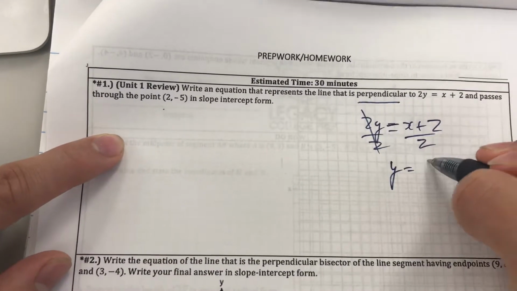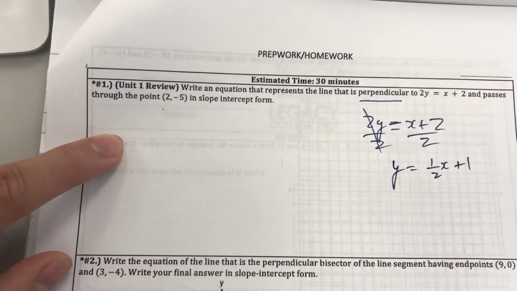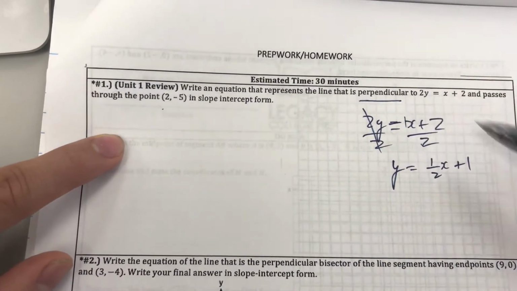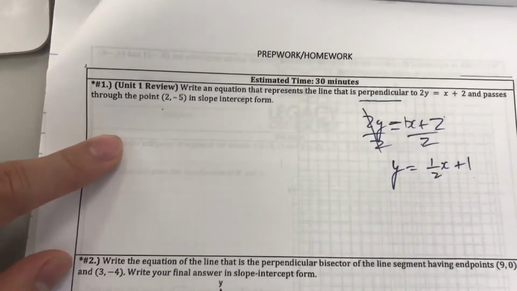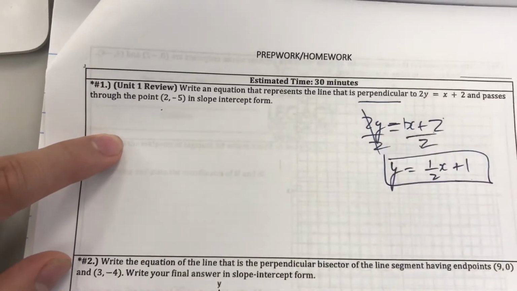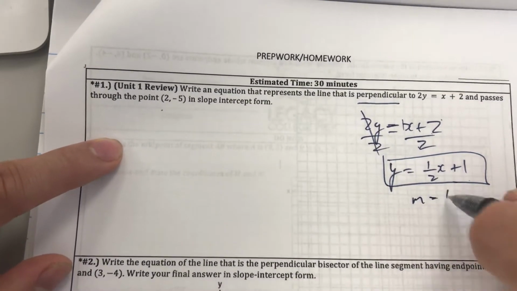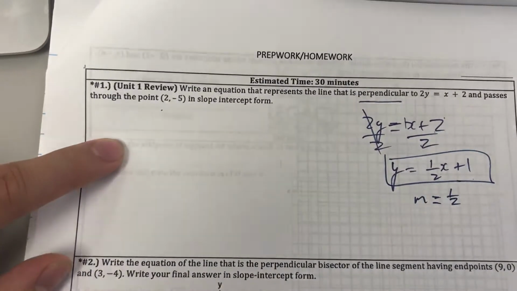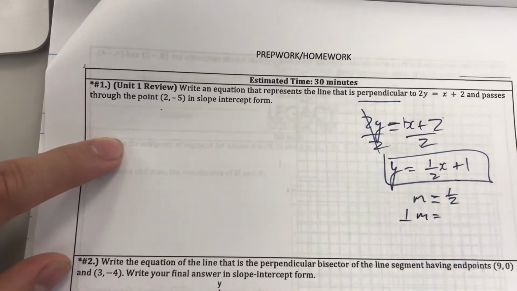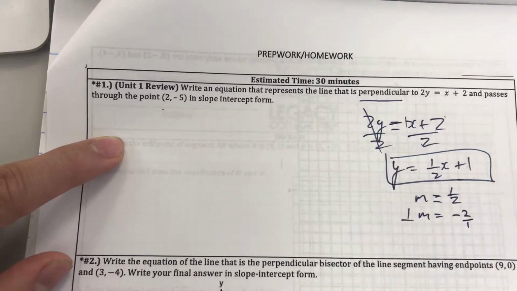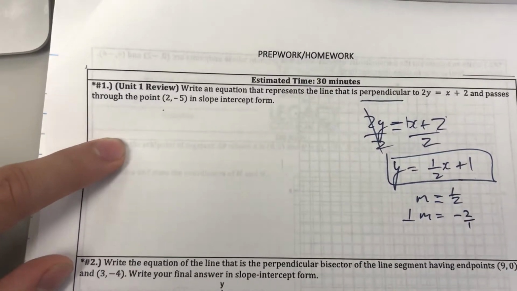Y is equal to 1 over 2x plus 1, okay? So x divided by 2 you can't do, so technically that's a 1 divided by 2, and 2 divided by 2 gets you 1. So far so good. So that's this initial equation. Because they want a perpendicular, we know that the m value is already 1/2, right? And the perpendicular slope is actually going to be the negative reciprocal, so it's going to be negative 2 over 1, or just negative 2, okay? So the m value is negative 2.